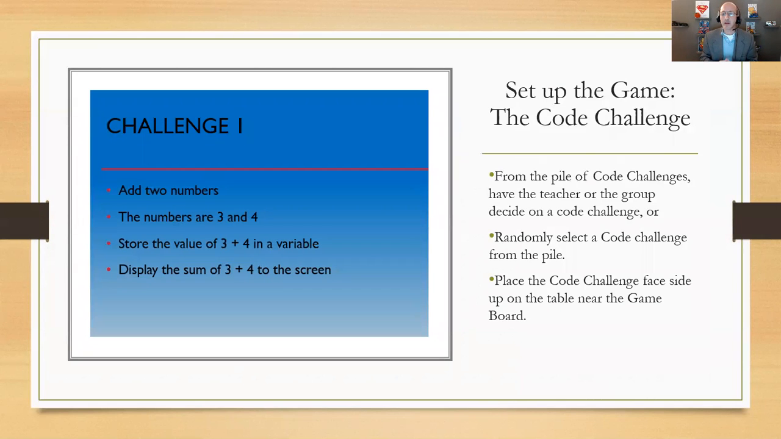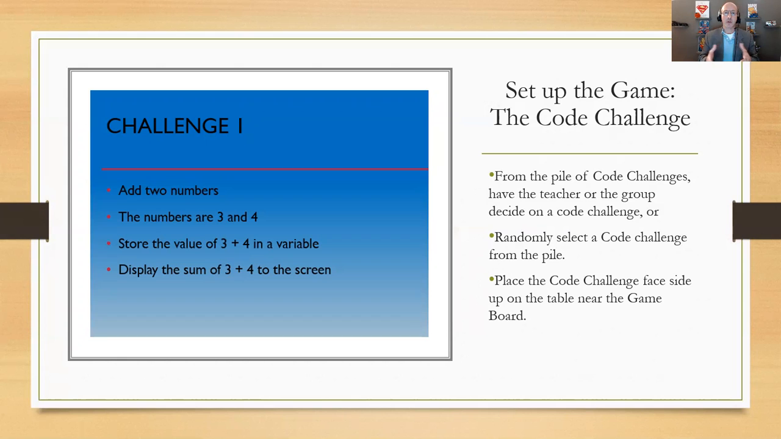So with that, from the pile of the code challenges, have the teacher or the group decide on a code challenge, or you could randomly select a code challenge from the pile. Now the code challenge is going to be on a big piece of paper. So all those 48 code challenges that print out on your printer, each of them is its own space. So they should read big enough for everybody at the table to see them. And they are this specific.